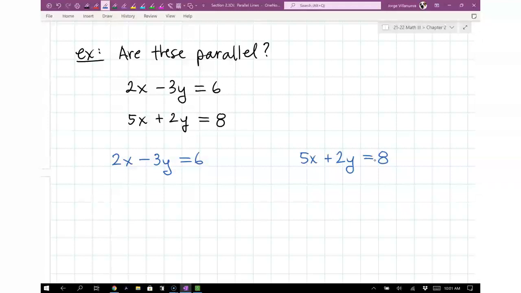So if I'm going to check if these are parallel, I need to solve for y. So let's look at the left side equation. What do I move first?